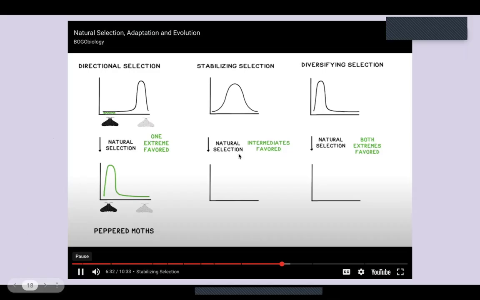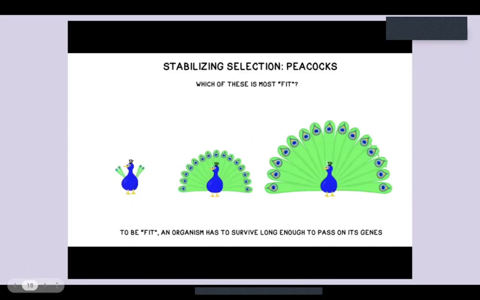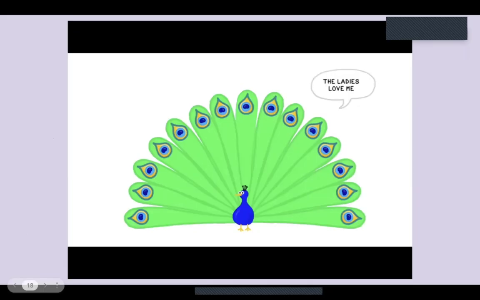In stabilizing selection, an intermediate phenotype is favored rather than one or both extremes. A great example is a peacock tail. Male peacocks are famous for their enormous colorful tails, which they use to attract female peacocks. Usually, females prefer the males with the largest and most highly colorful tails because they signal that the male is healthy and probably has good genes.